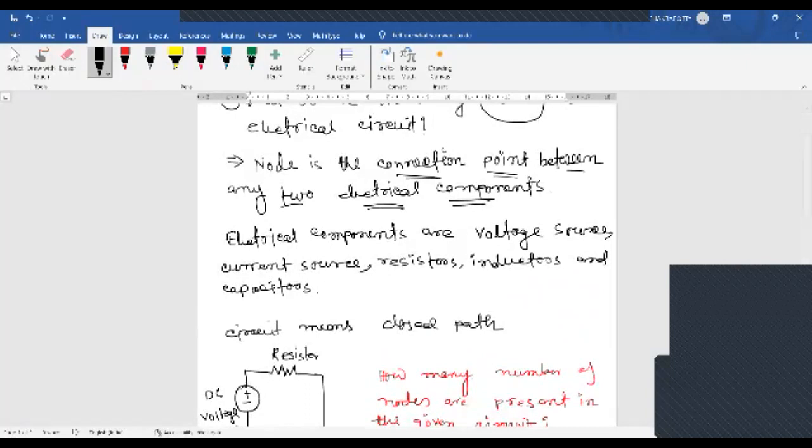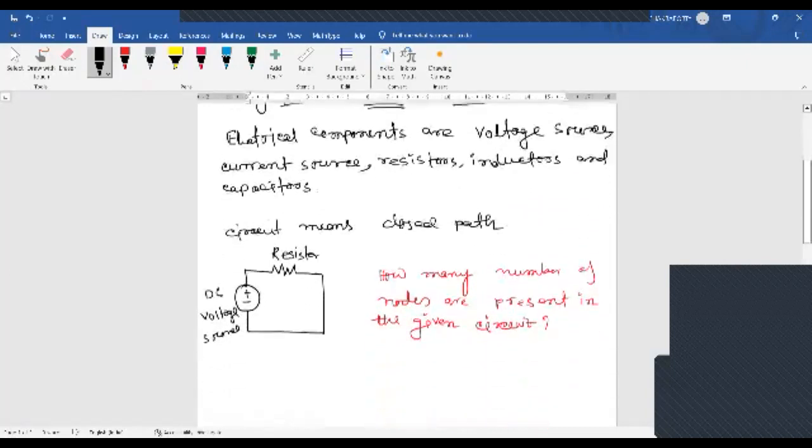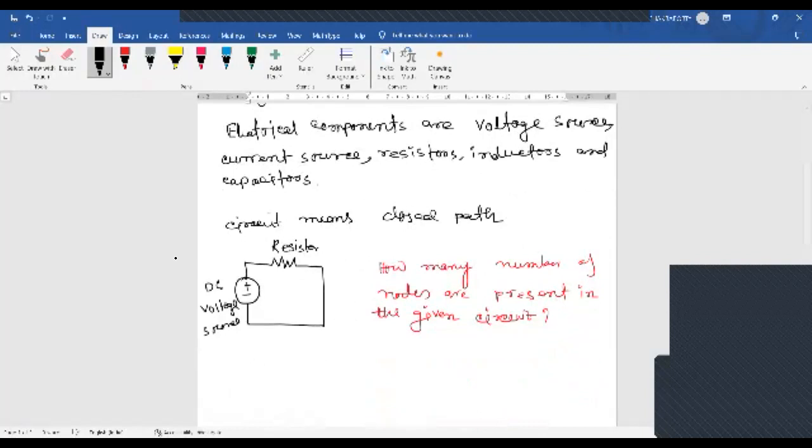So here in this given electrical circuit, there are two components. One is a resistor, another is a voltage source. So connection point means this is the connection point. Suppose this is point A, and this is another connection point. Suppose this is point B, this is point C, and this is point D. So you can say that there are four nodes.